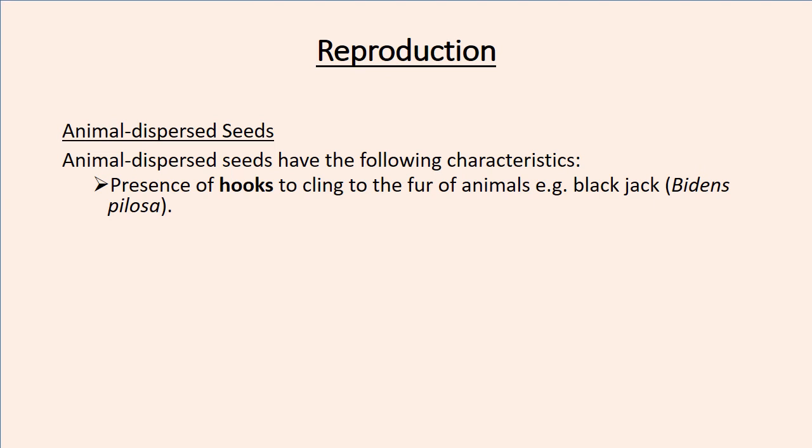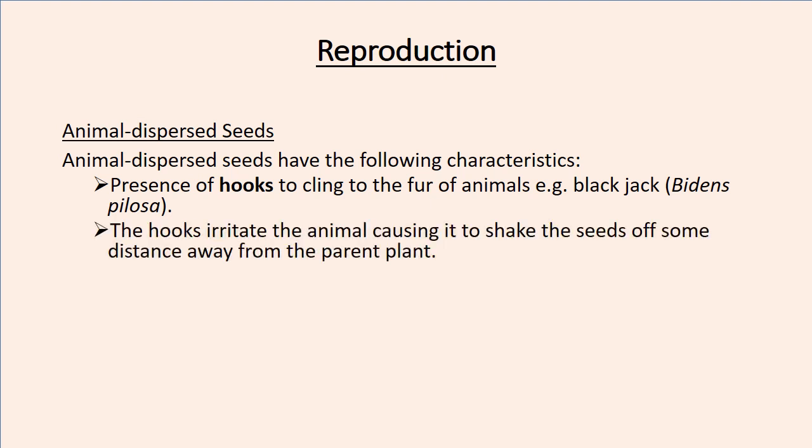First, they have presence of hooks to cling to the fur of animals, e.g. blackjacks, the scientific name is Bidens pilosa. Okay, so the blackjacks, as a good example, have hooks which make them cling to the fur of animals. Also, these hooks are irritating to animals. Because they are irritating, animals can react, and in the process they can shake them off.